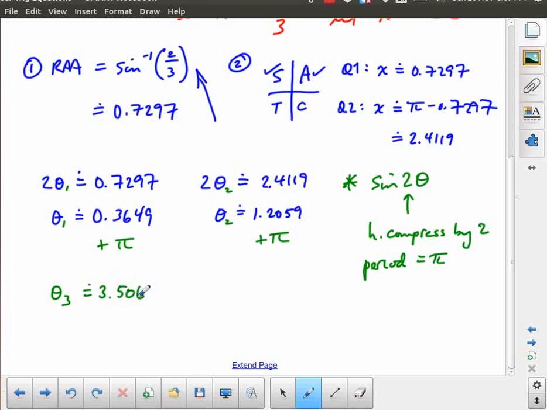And that next decimal, I'm not sure about it because I used the rounded value there. And then theta 4 is equal to 1.2059 plus pi, and that's equal to approximately 4.347. So you can see I have 4 answers here: theta 1, theta 2, theta 3, theta 4, because of that compression.